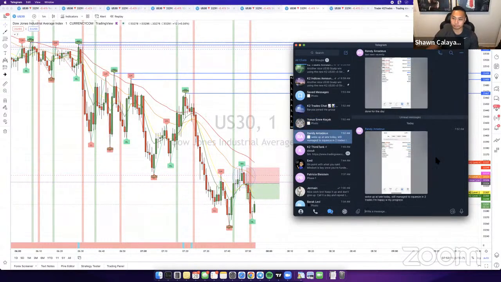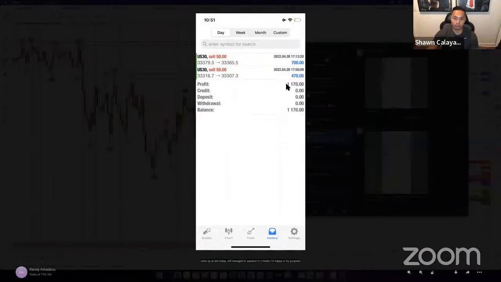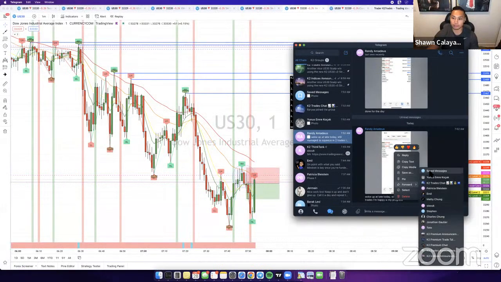Randy over here said, woke up late today, still managed to squeeze in 2 trades. I'm happy with my progress. So definitely great work right here, Randy. Locked in a total of 1,170, full TPs right there. You can see the green strip. So amazing work right there with your consistency, Randy.